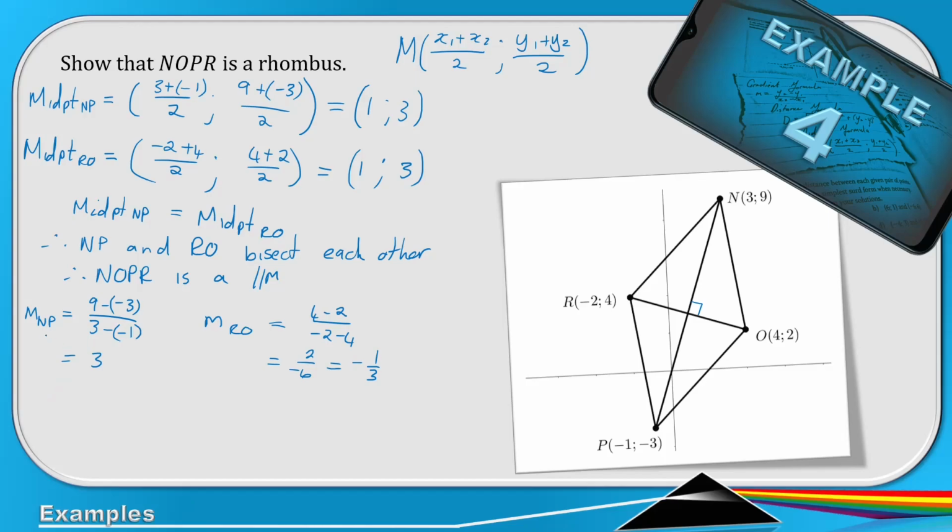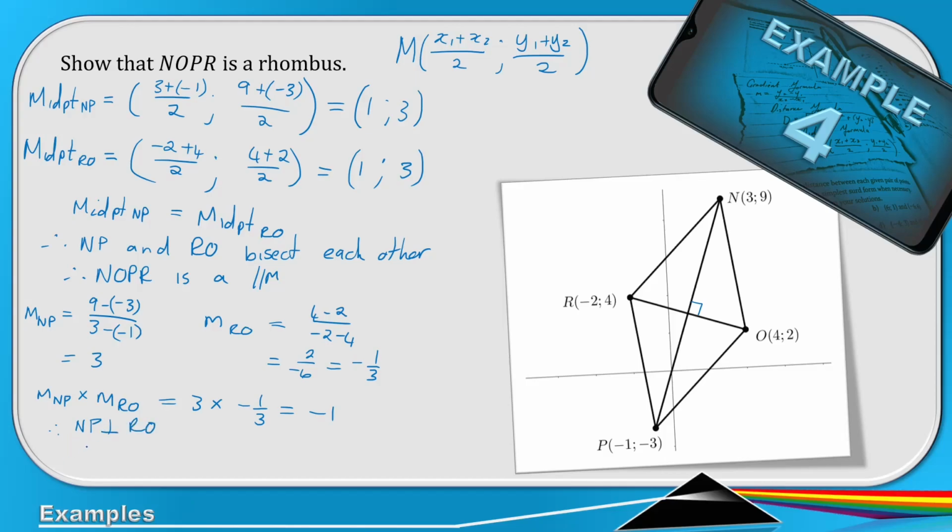Now I'm going to multiply the gradients together, because to prove that two lines are perpendicular, we have to use the formula. So gradient NP multiplied by gradient of RO is then equal to 3 times negative 1 over 3, and the answer there is negative 1. Okay, so therefore we know that the lines NP is perpendicular to RO.